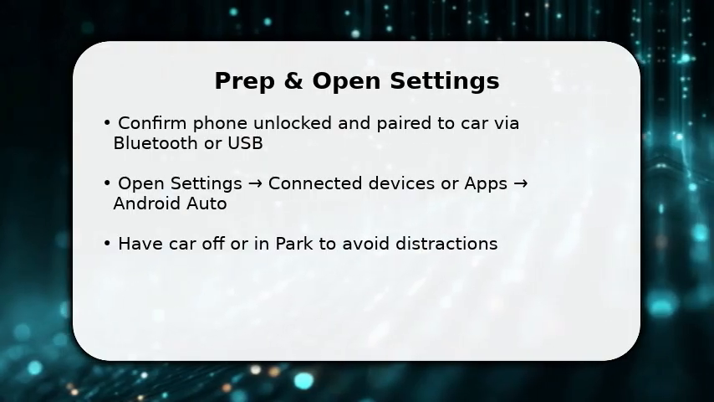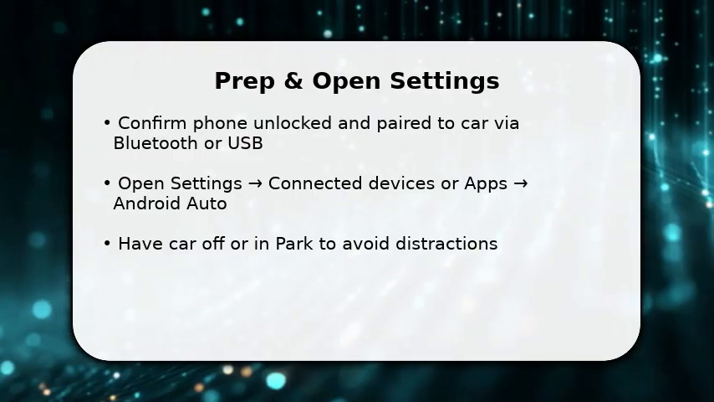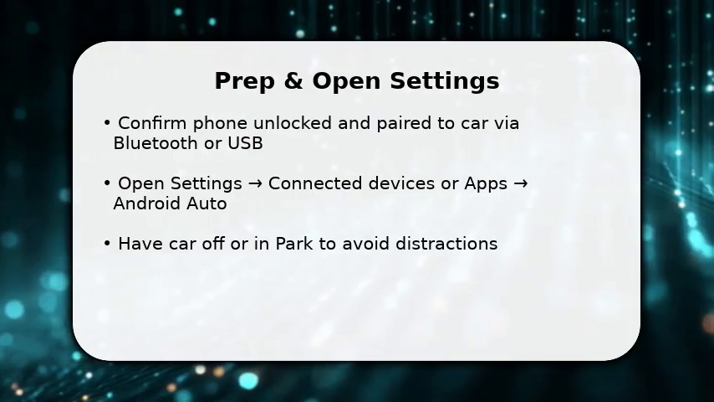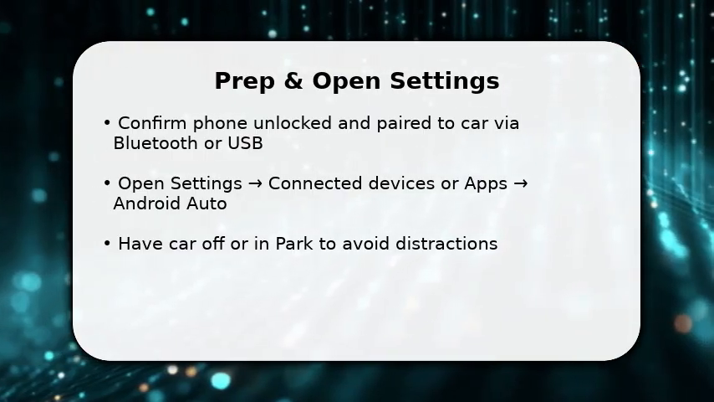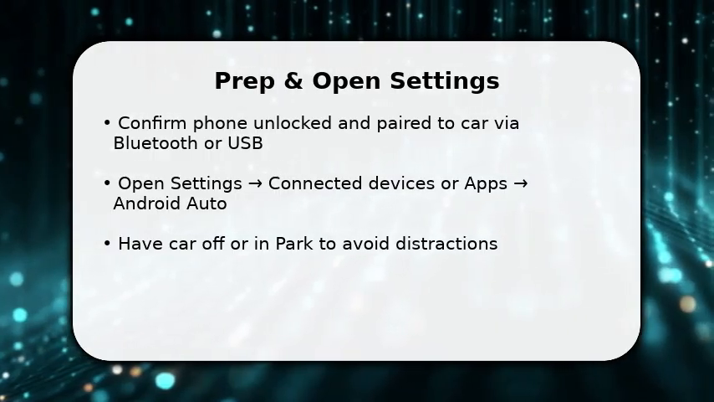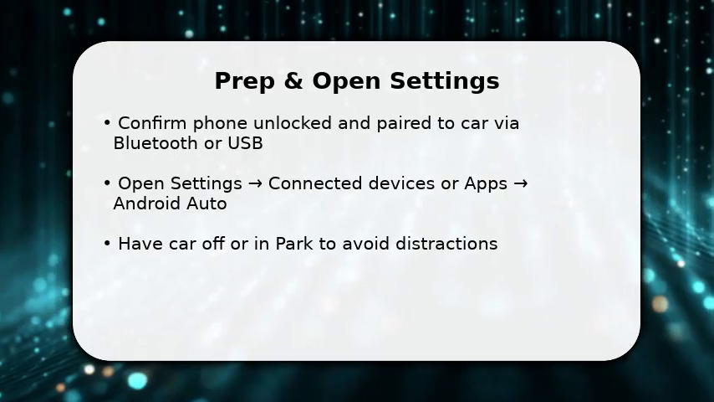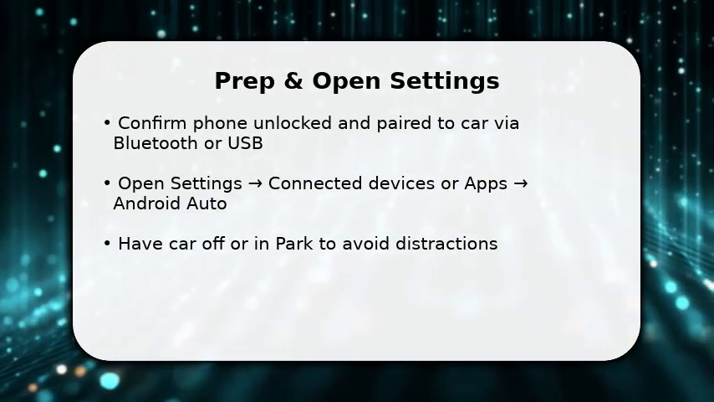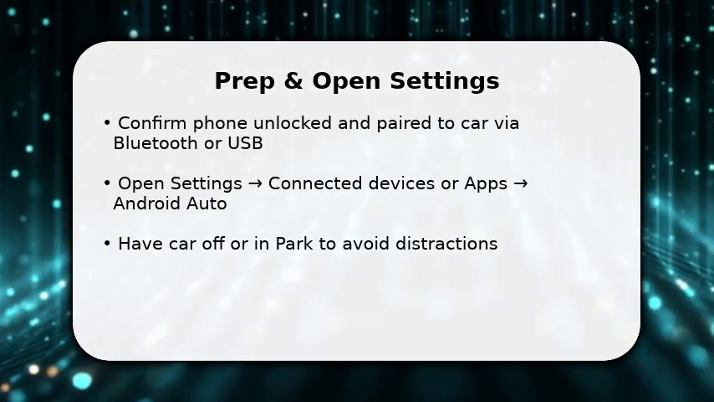Open Settings, then go to Connected Devices or Apps and select Android Auto. Once there, tap to view permissions and connections so you can control each link. Make sure the car is in park, safety first, then proceed to Disable Features. This prevents automatic reconnection while you change settings.